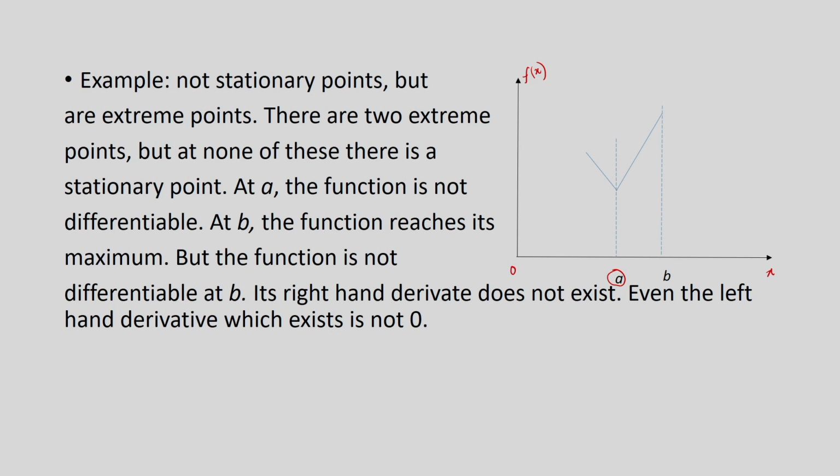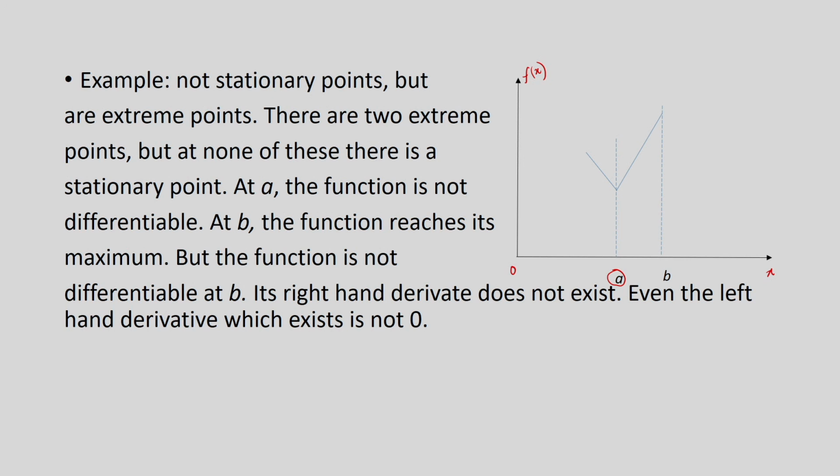B is also a point of extreme value. Here the function is reaching its maximum, but at B the function is again not differentiable. So, here the problem is more severe. The right hand derivative does not even exist, because the domain is ending at B. So, you do not get to define what is right hand derivative, you cannot move to the right of B. The left hand derivative can be defined, it does exist, but it is not equal to 0.